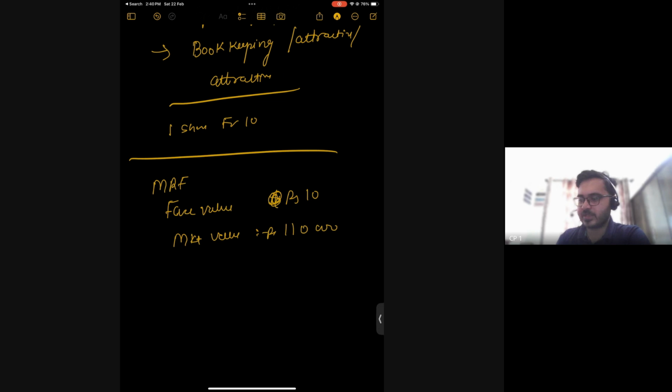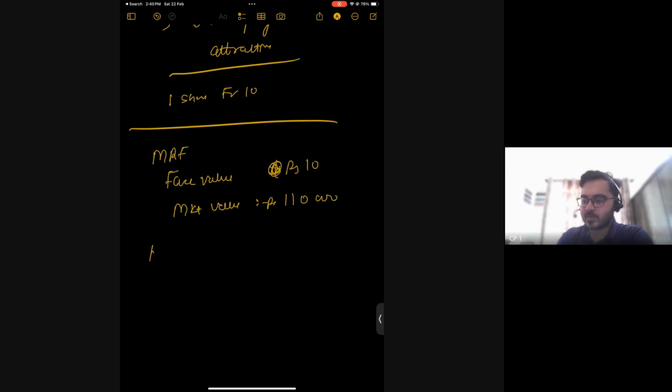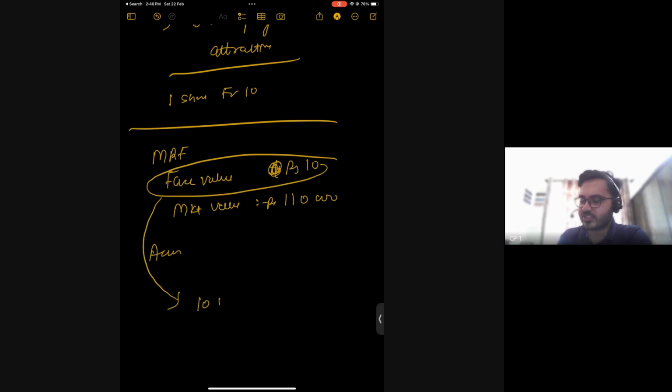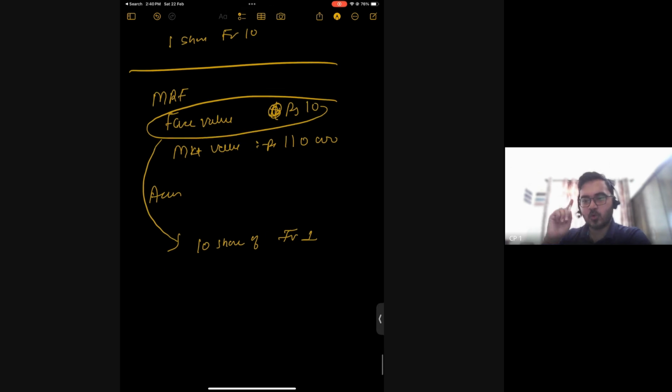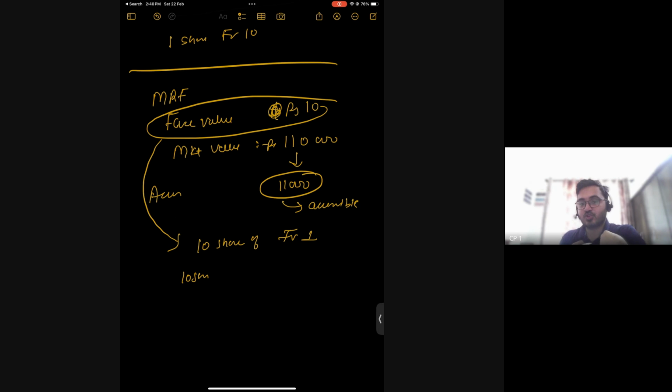So it's 110,000 rupees. In order to make it more accessible, I'll divide this face value of 10 into 10 shares of face value 1. The moment I do this, the owner of one share will now become owner of 10 shares. And the stock price, instead of becoming 110,000, will become 11,000, which is far more accessible. As a result, I, who otherwise could not have purchased even a single share of this company, can now buy it because I have 11,000 rupees, but I didn't have 110K.